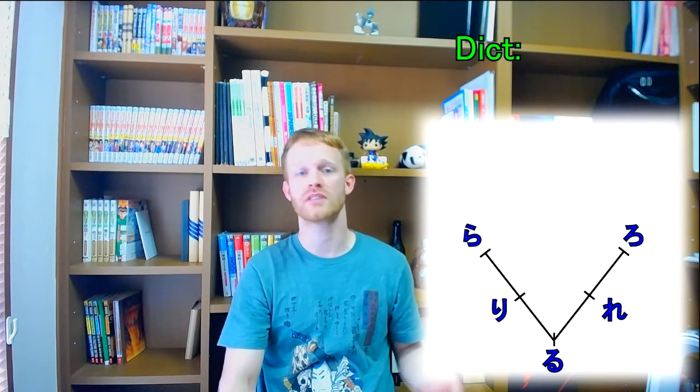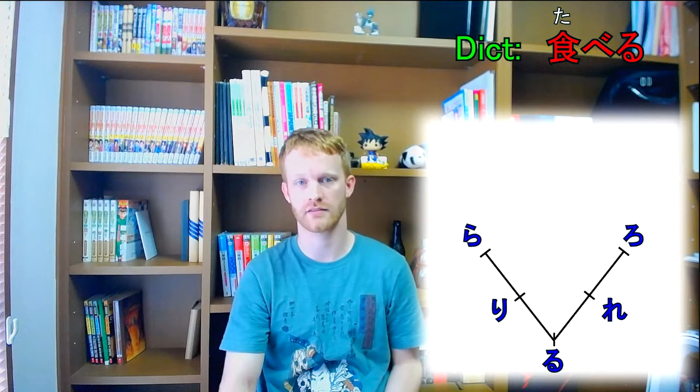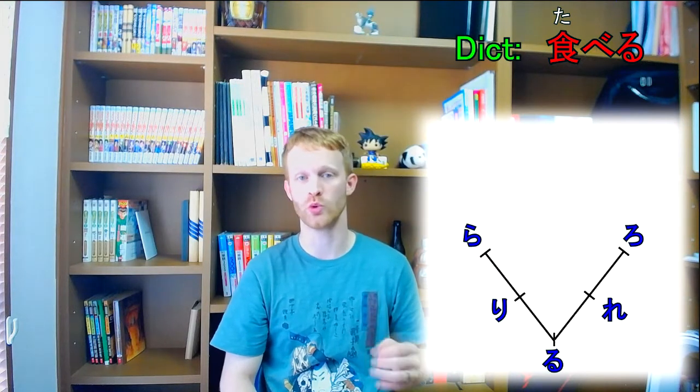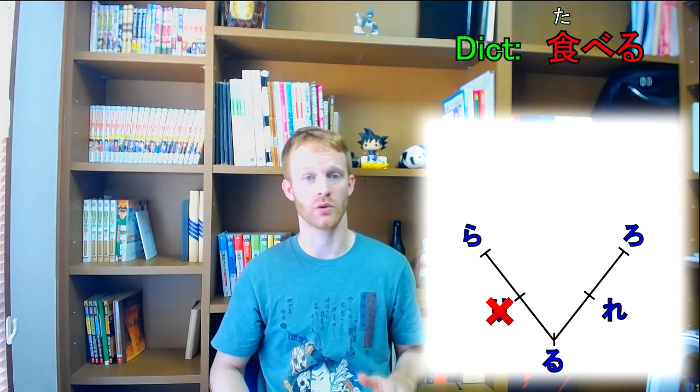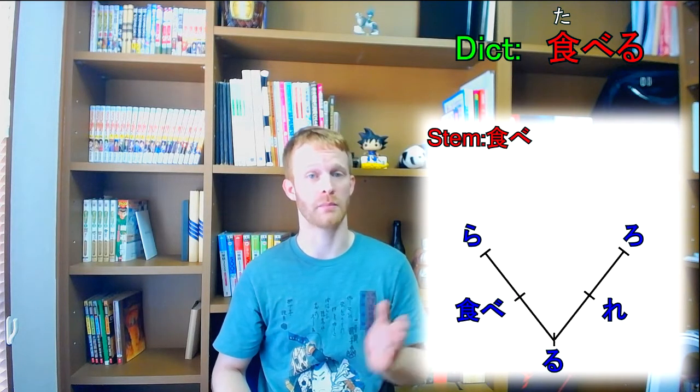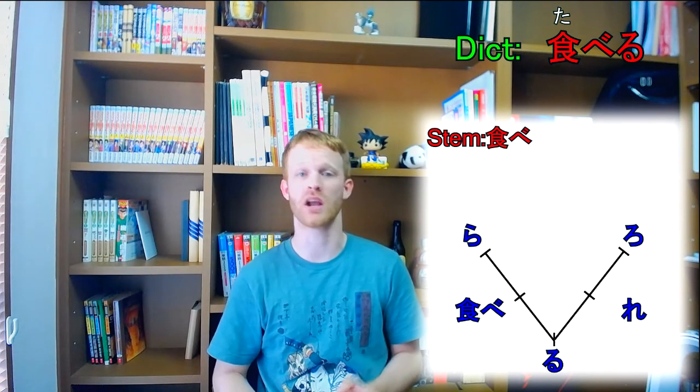For this one, we'll use the test subject of taberu. This verb means to eat. With ru verbs, instead of the u changing sound, the ru is dropped completely. So taberu becomes tabemasu. The can form would take taberu to taberareru.